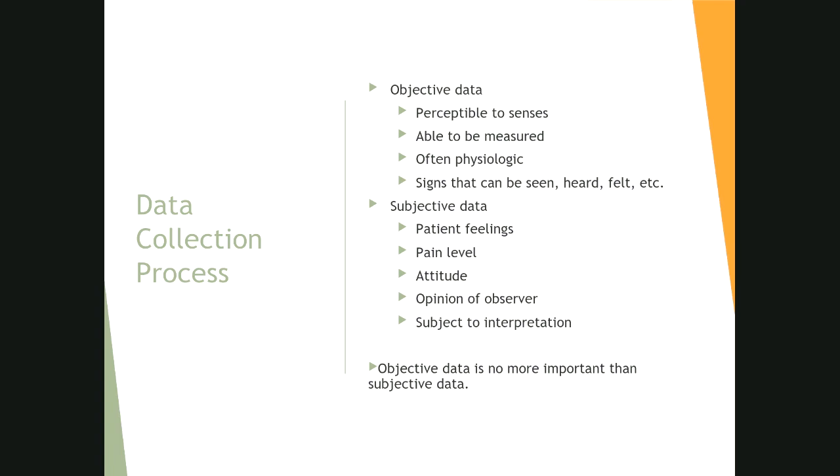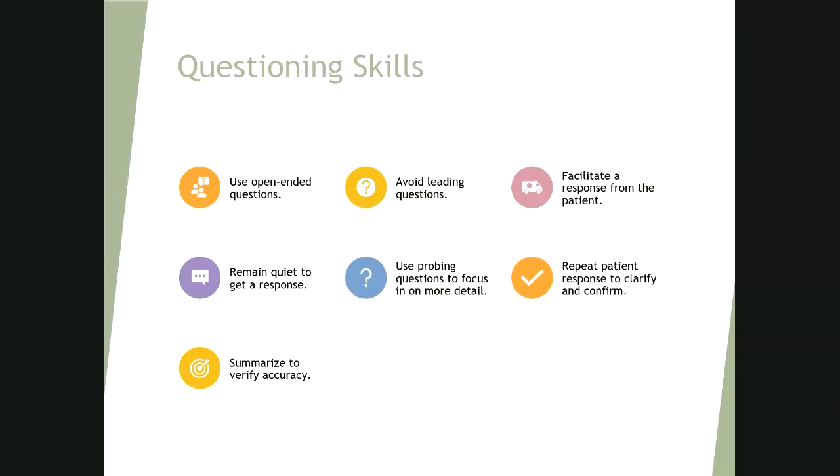Objective is typically things that are about the patient, but that I can perceive with my senses. And like I said, not one is more important than the other. You need both of them in order to have a good history for the radiologist. Not just a good history, but in order for it to be accurate and adequate, it has to have both subjective and objective information. There are certain kinds of questioning skills that we are to use.